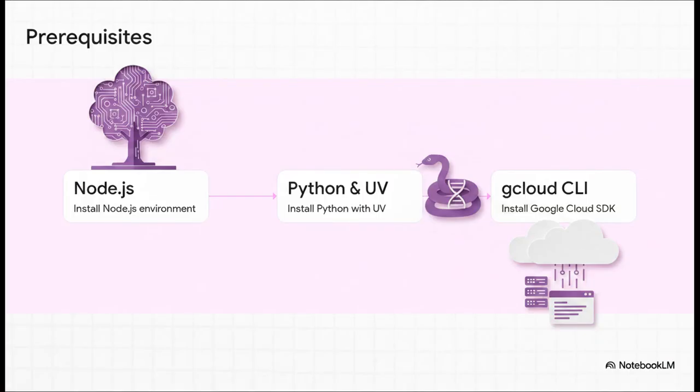According to our source material, getting your machine ready requires 3 super quick installations. First up, you need Node.js. Second, you'll need Python, but specifically with UV. UV is this incredibly fast Python package installer, and you can just add it using pip install UV. And third, you need the Google Cloud CLI, also known as gcloud. If you're on Windows, you can grab this really easily using the winget command.